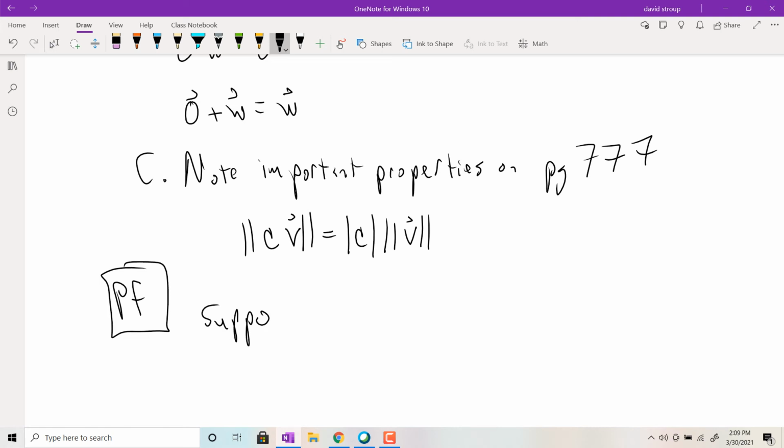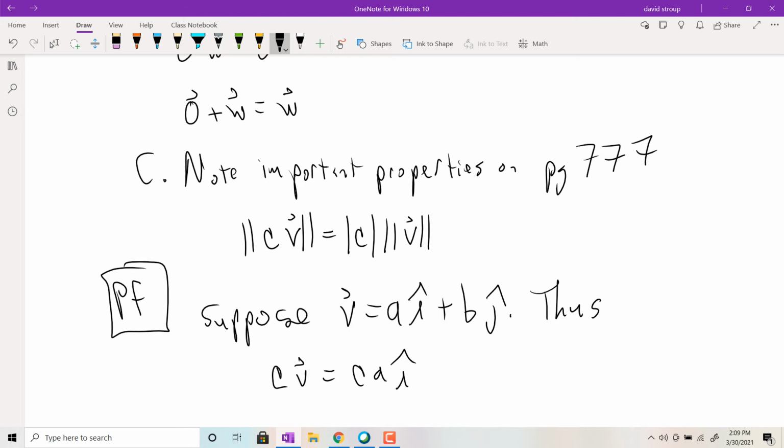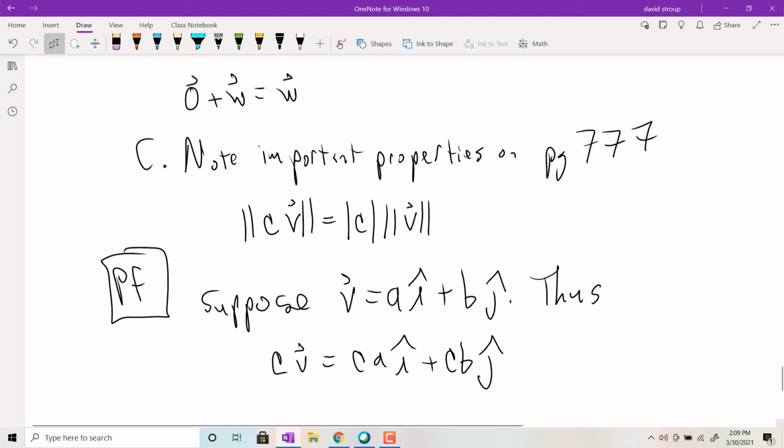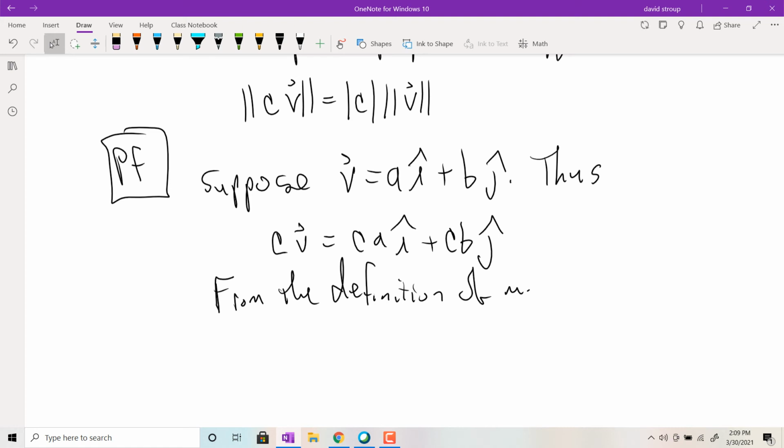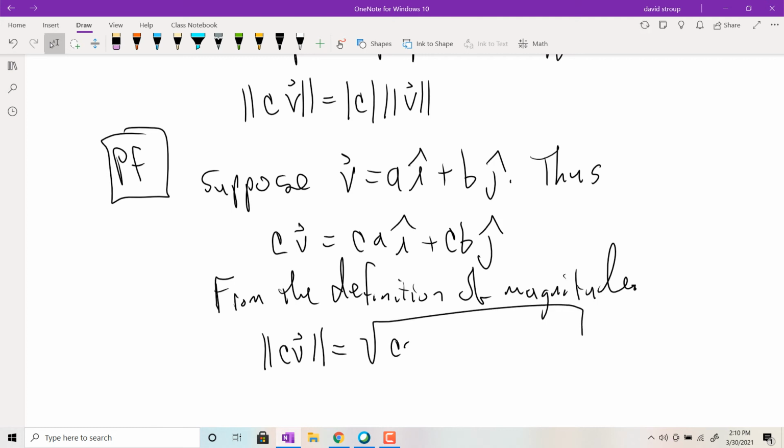So suppose you have a randomly generated vector v. Let's arbitrarily call it ai plus bj. Thus, we can note that c times v will just be cai plus cbj, and then we can find the magnitude of that. From the definition of magnitude, the magnitude of cv is going to equal the square root of (ca) squared plus (cb) squared. Okay. Then we could rewrite that as c squared a squared plus c squared b squared.